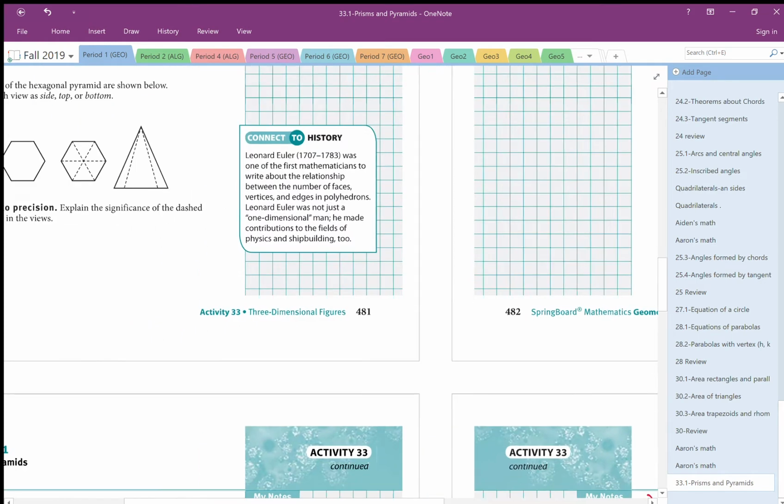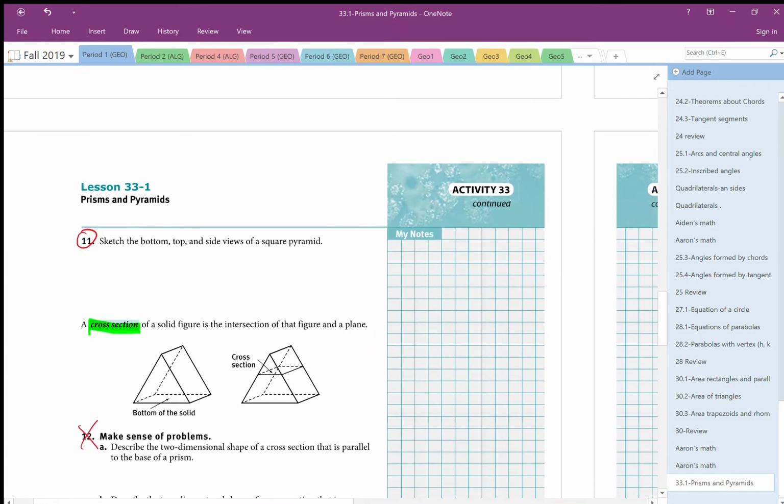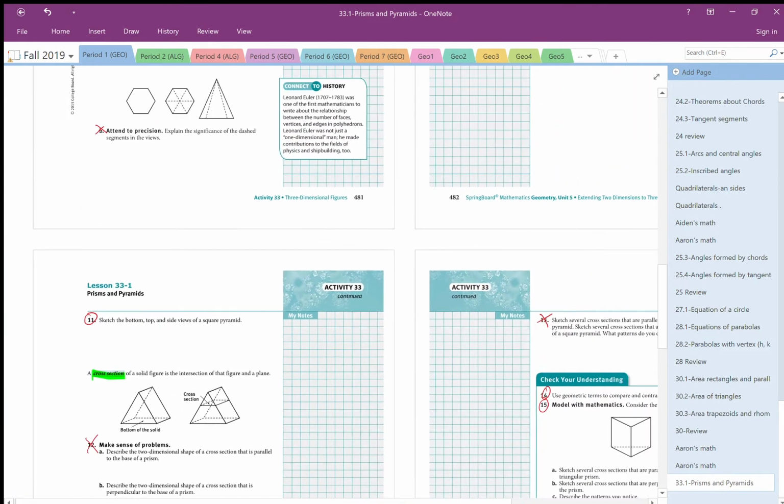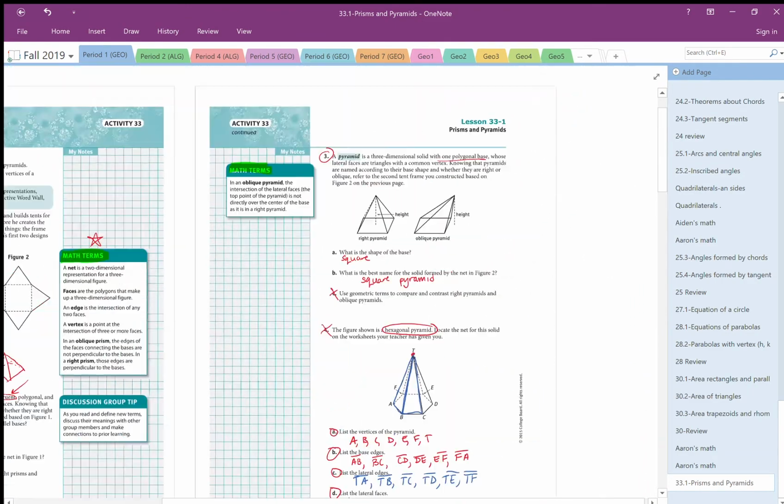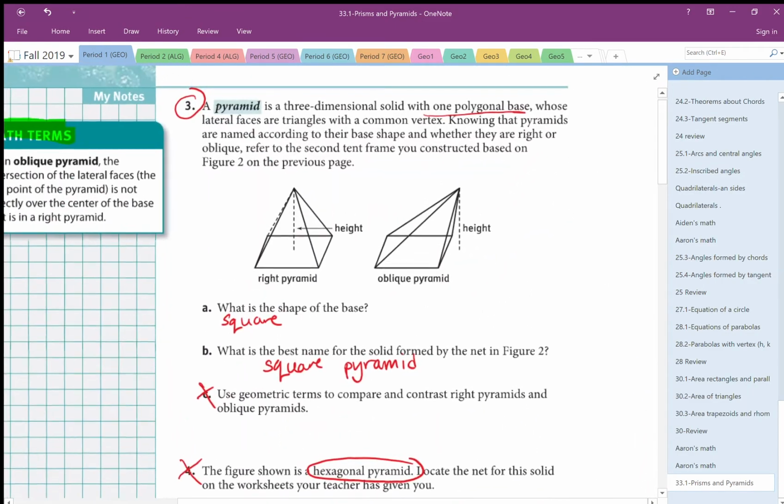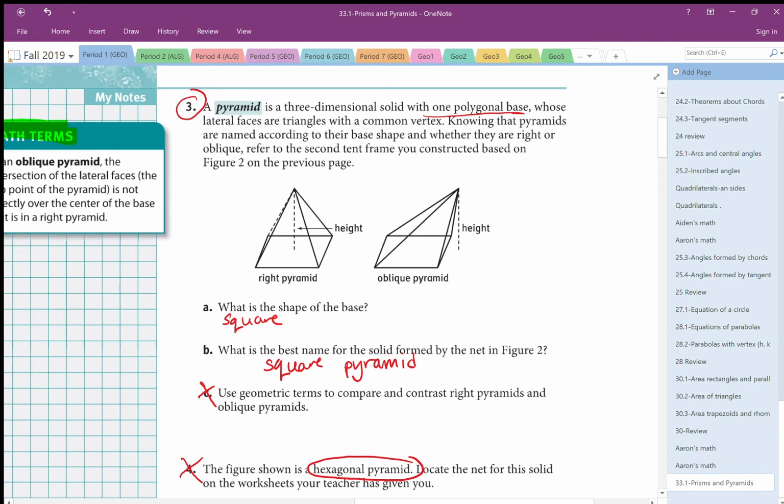Skip number 10. Number 11, sketch the bottom, top, and side views of a square pyramid. Let's go back and look at a square pyramid, okay? Just to remind us. Look at that one, didn't even have a picture for you, so it's not like I can just look at the picture. All right, if I looked at this from the front, it would be a triangle. If I looked at it from the side, it would be a triangle. But what if I was right above this pyramid looking down at it? Can you see just a single point?